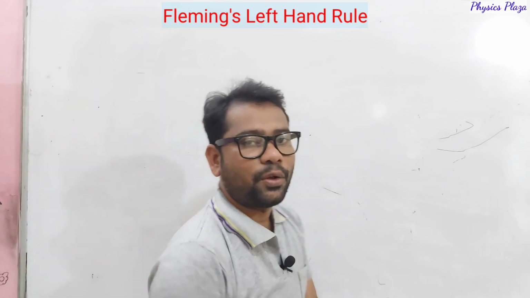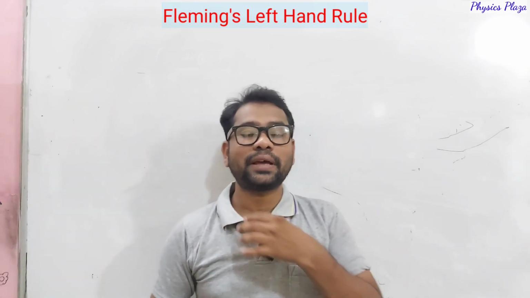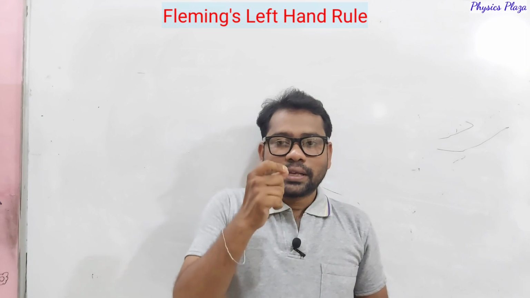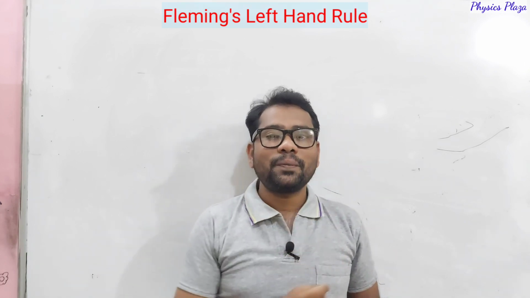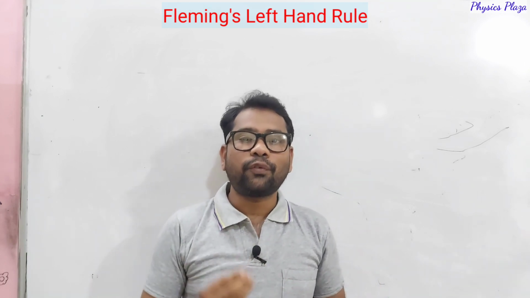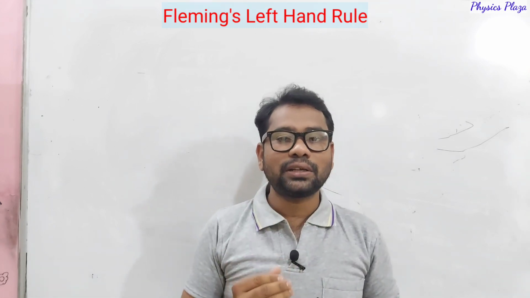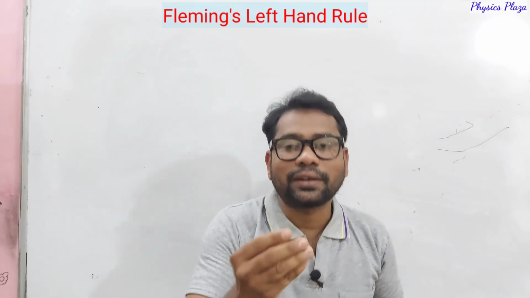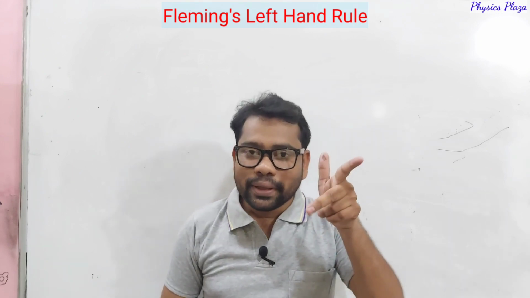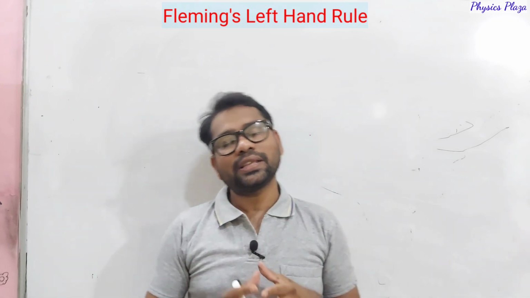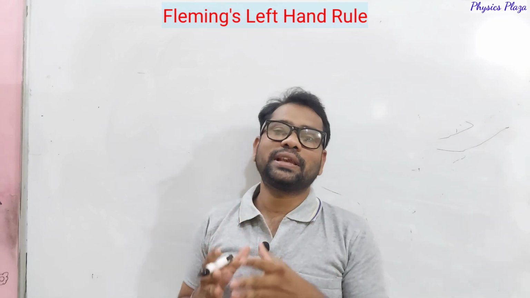So children, Fleming's left hand rule. In the exam they will directly ask you the question: what is that law or rule which is used to find the direction of force acting on a current carrying conductor when it is placed in a magnetic field? So the answer is Fleming's left hand rule. Now let us see, children, what is this Fleming's left hand rule?